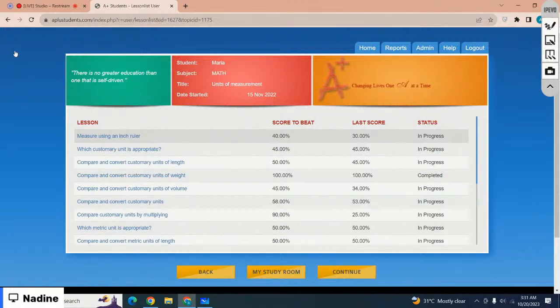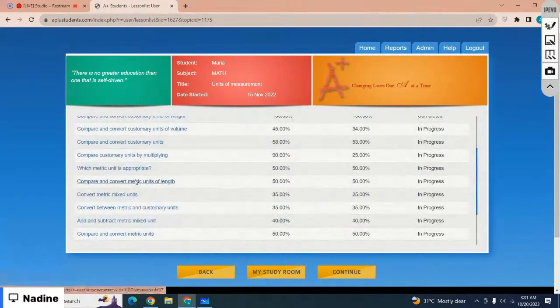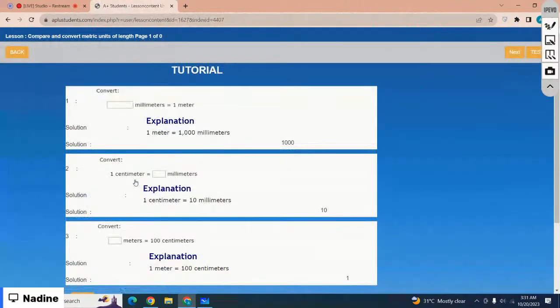okay, the next lesson is compare and convert metric units of length. Let's just start with the lesson. Okay, these are the basic conversions. You can even note down these conversions, right? We are going to use these conversions so much in this lesson.